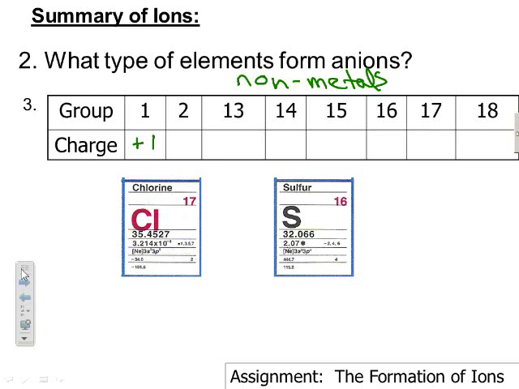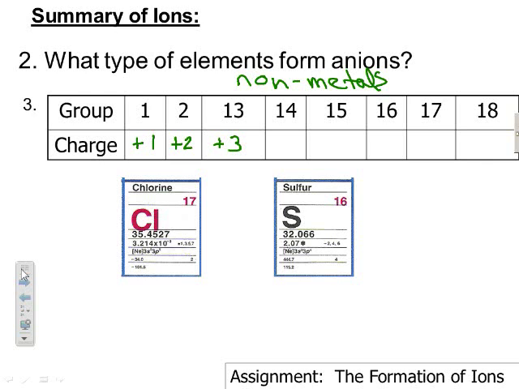Group 2. Are these gainers or losers? They're losers. So what charge will these group 2 ions become? +2, because they're losing electrons. +2. Again, group 3. Yes, we do have the stair-step line, but the predominant group of them are metals. So are these gainers or losers? They're losers. So aluminum, what charge does it become? Yep, +3.